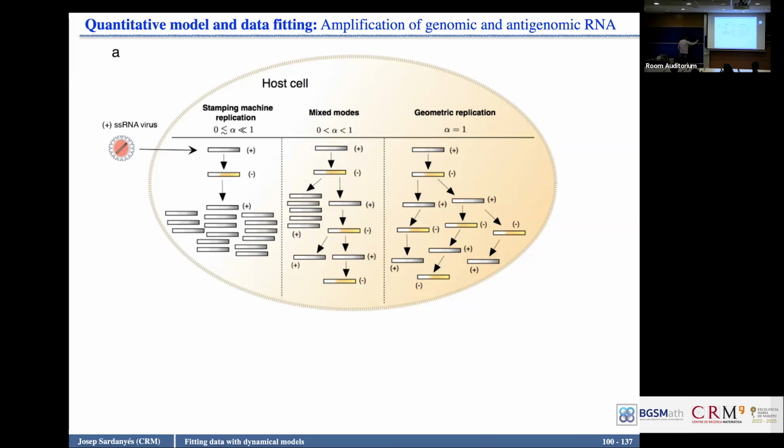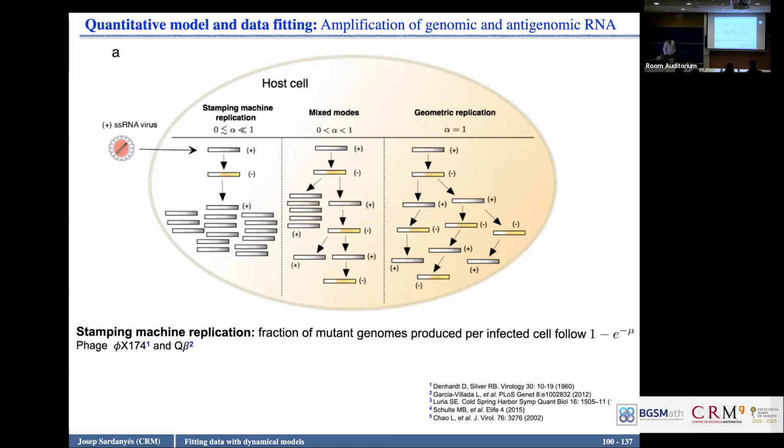Woodian-Elbrook distribution. Of course, if we quantify the distribution of mutants, we can obtain deviations from a Poisson, and it will indicate that the process is not completely a stamping machine. So we'll have some contribution of geometric.